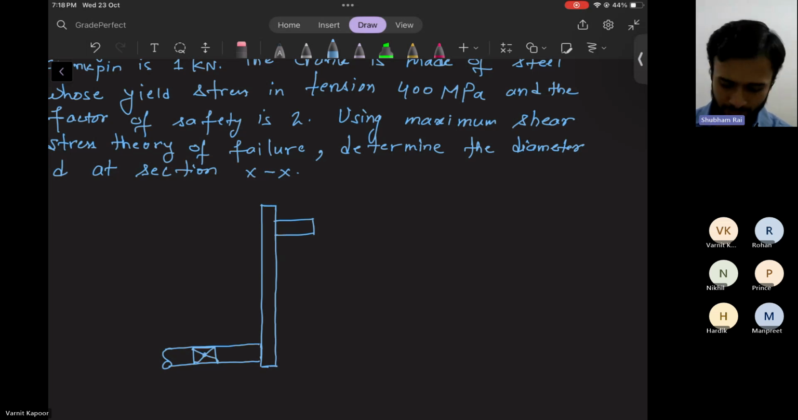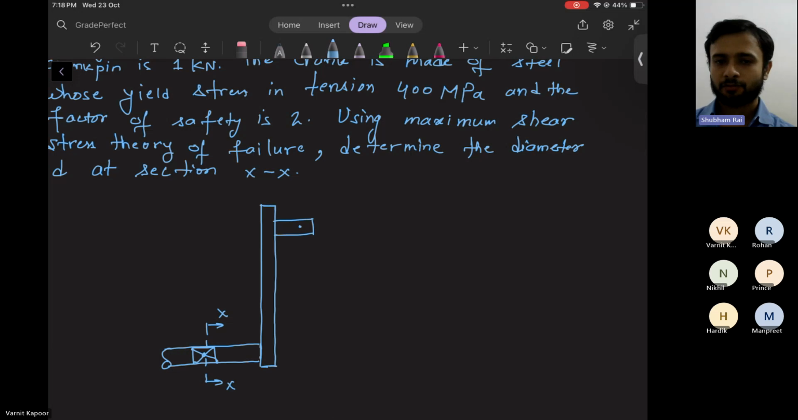Let's say at this point, and this point is given by the section. This is section XX. And here you have a point, and the force is acting, let's say, out of the plane or inward to the plane. So it is not acting in this plane, rather it is perpendicular to this plane. Now if I draw the side view of this, it will look something like this.